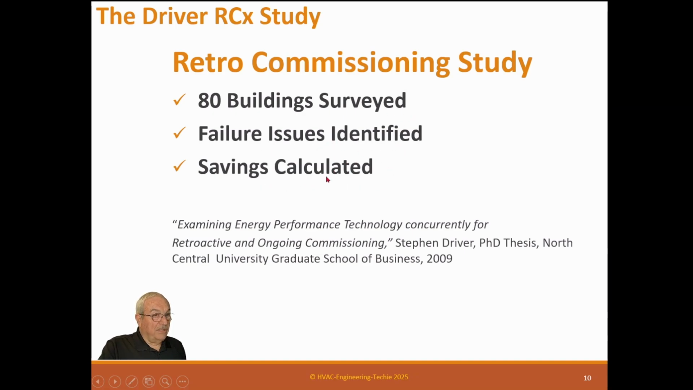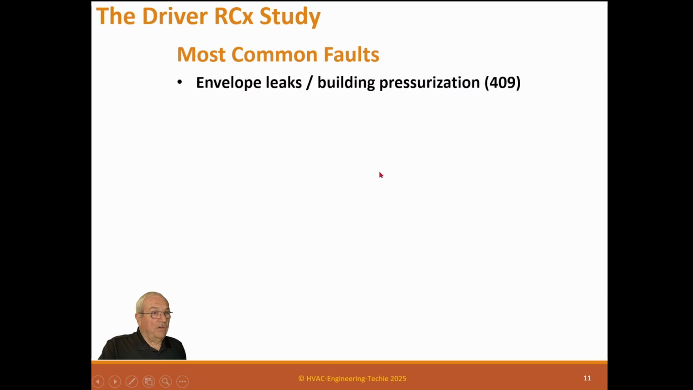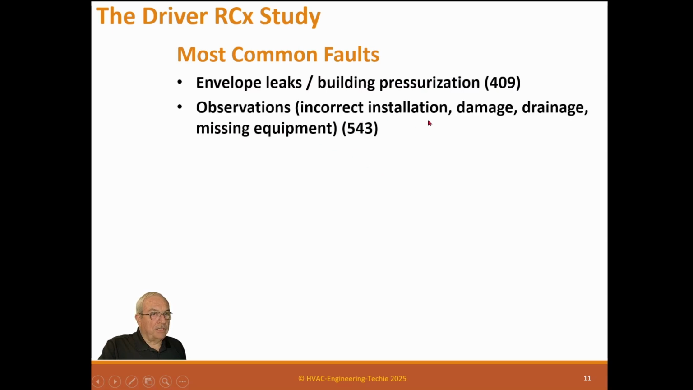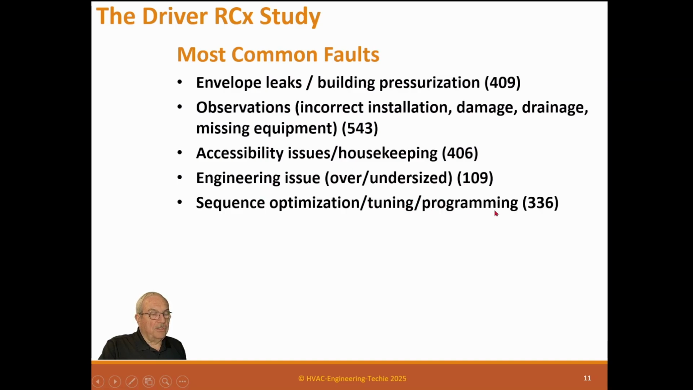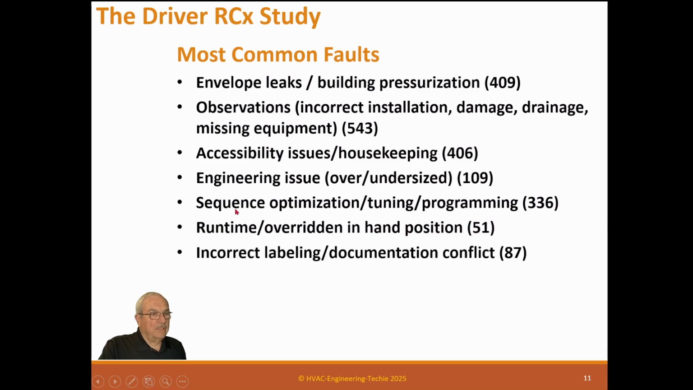Now, they found a lot of issues, but they did it from more of an energy audit standard than from actually fixing the building. Most common flaws: envelope leaks, building pressurization, 409; observation, incorrect installation, damage, drainage, missing equipment, 543. Remember, this is 80 buildings. Accessible issues, housekeeping, which is maintenance; engineering issues, over or undersize, 109; sequence optimization, tuning, programming, 336. Runtime, override, end-hand position, 51. Incorrect labeling, documentation, conflict, 87.